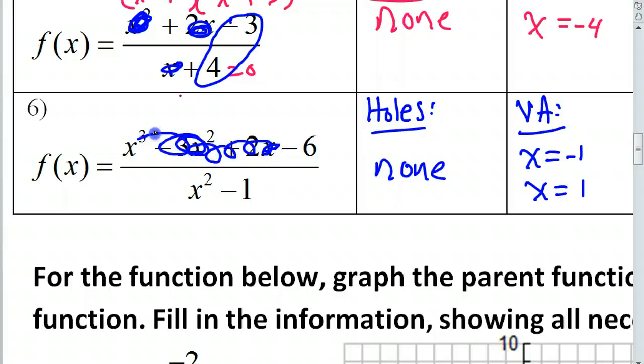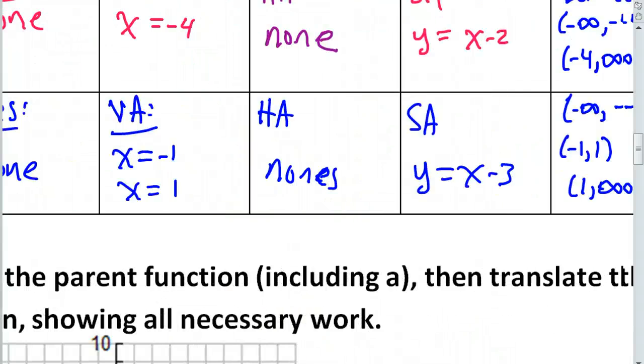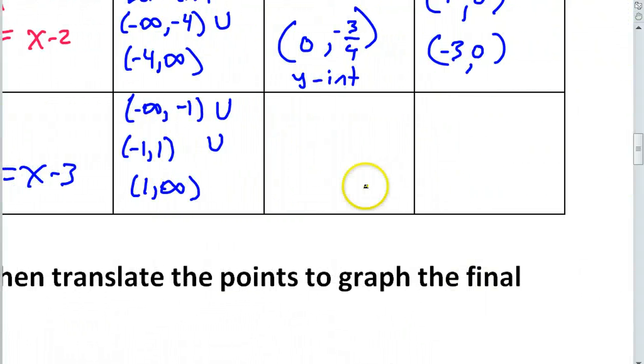If I let all my x's be 0, that means all of this would be gone, and this too. So I would just have the constants. Negative 6 over negative 1, which is positive 6. So this is my x-intercept. No, this is my y-intercept. So I'm going to let my y value be 6. X value is 0.